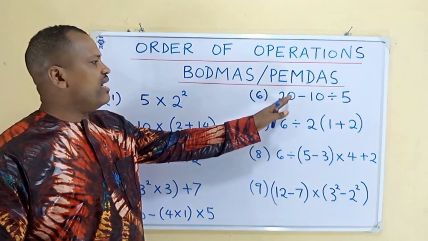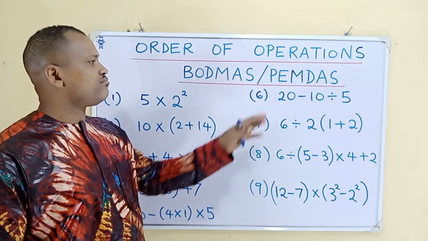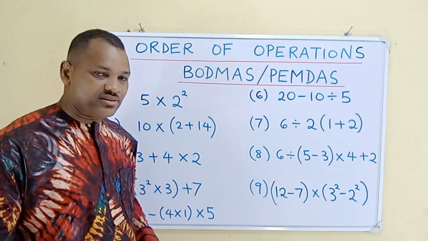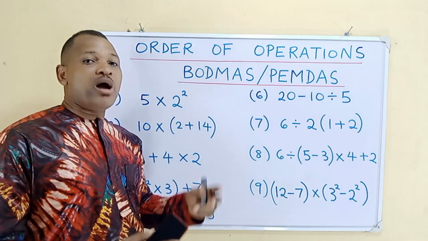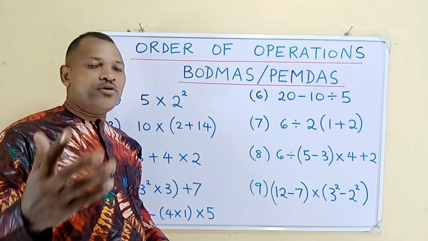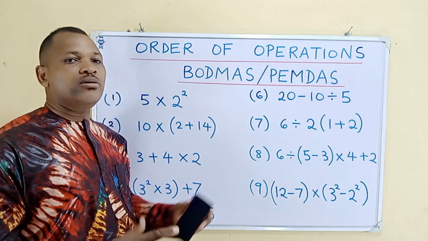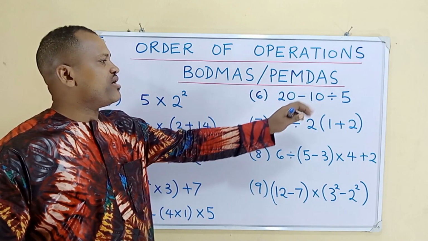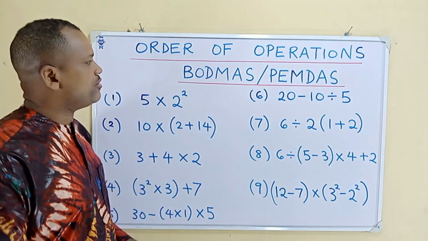And for PEMDAS, P stands for parentheses, just like brackets. E stands for exponents, just like order. Now, exponents has to do with powers. 2 raised to the power 4, 6 cubed, 3 squared, they are all examples of exponents. M, multiplication, division, addition, and subtraction.